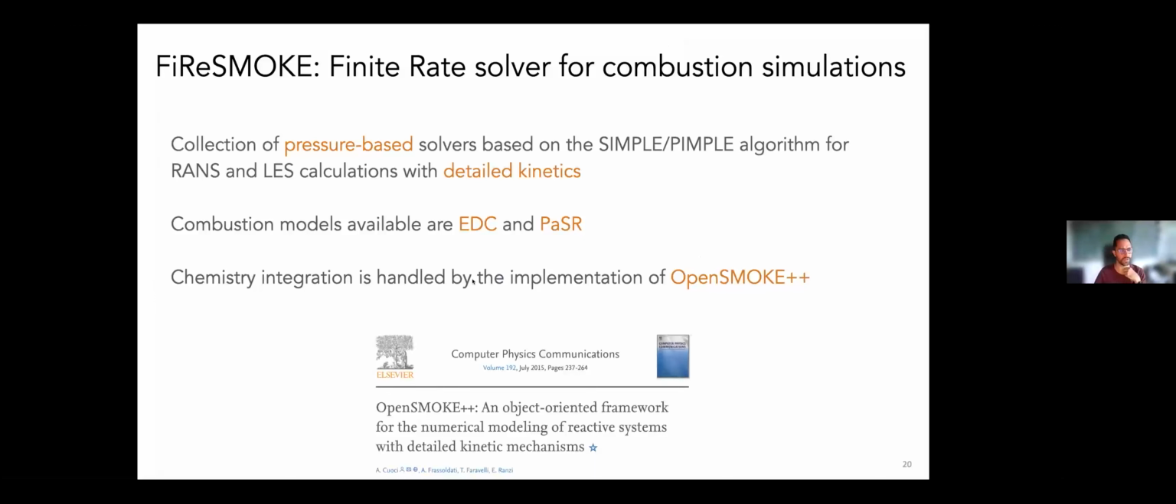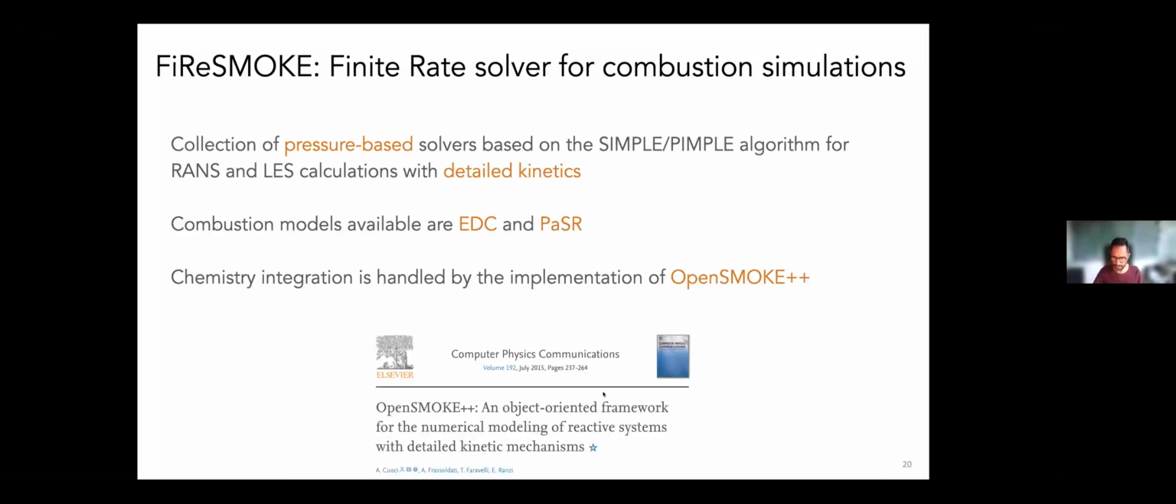So how is this code called? Our suite of code is called FireSmoke. This comes from a very strong collaboration with Alberto Cuoci and his teammates at Politecnico di Milano. It's basically a finite rate solver for combustion simulations. It's a collection of pressure-based solvers based on the SIMPLE and PIMPLE algorithms for both RANS and LES with detailed kinetics. The combustion models available are EDC and PaSR. There are also the simpler versions of EDC, which are ED and EDFR, eddy dissipation and finite rate chemistry. And we handle the chemistry through OpenSMOKE, which is a software.